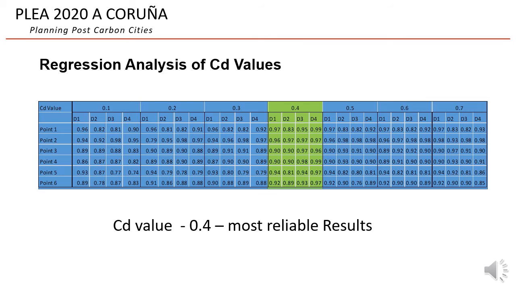The temperature obtained by varying the coefficient of discharge value is compared with the monitored indoor temperature using regression analysis. The process has been repeated for all 6 points for all 4 days of data. And it can be easily inferred from the table that a CD value of 0.4 gives the most reliable results.